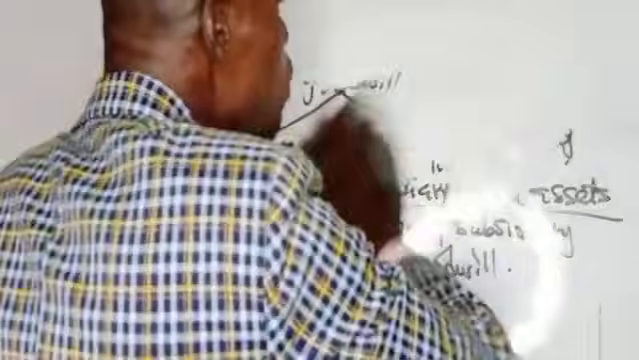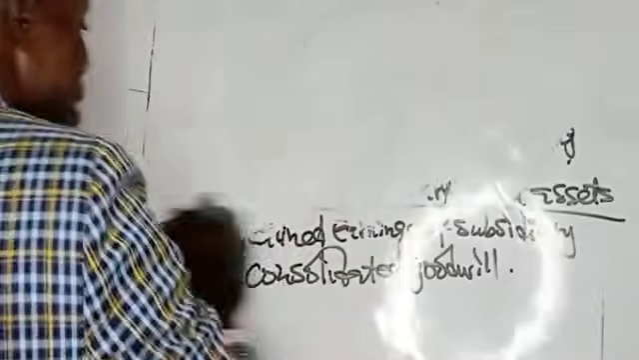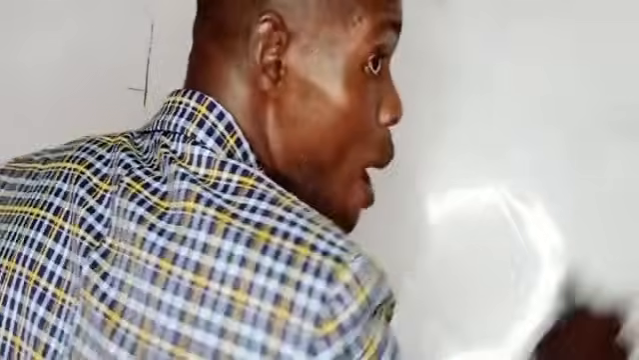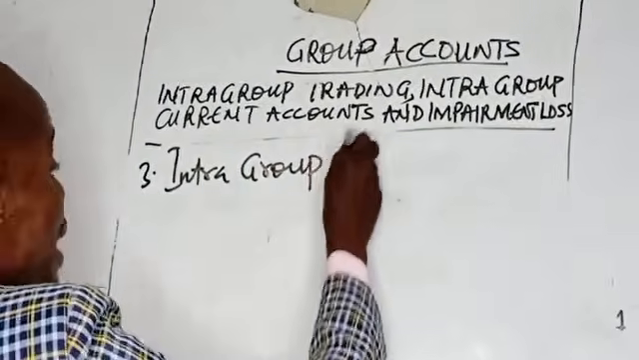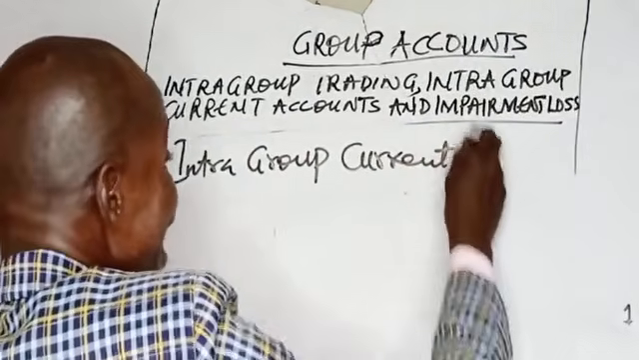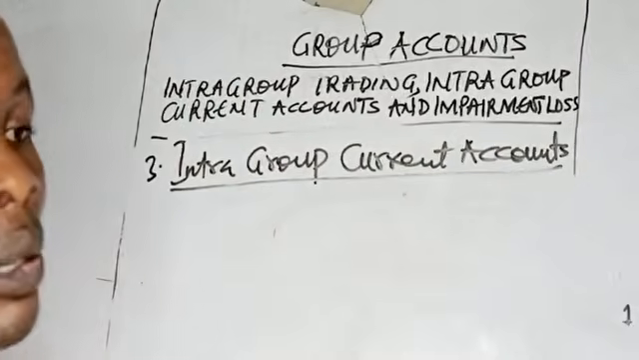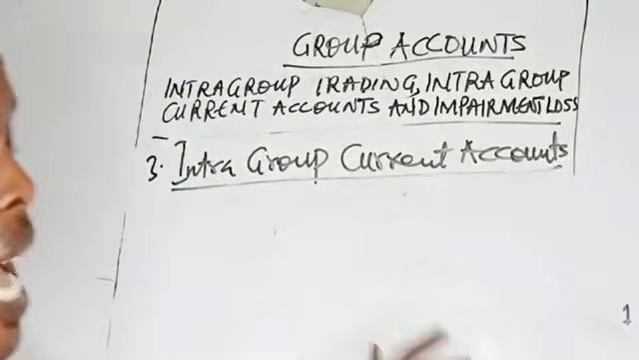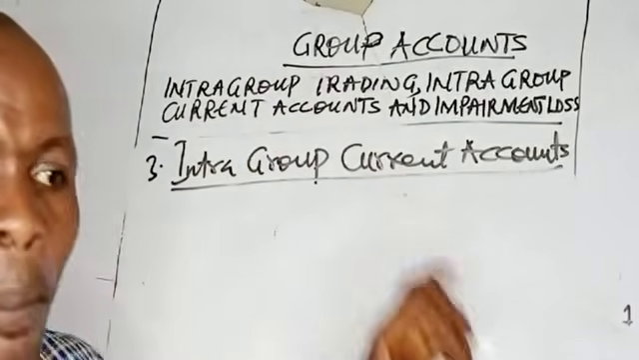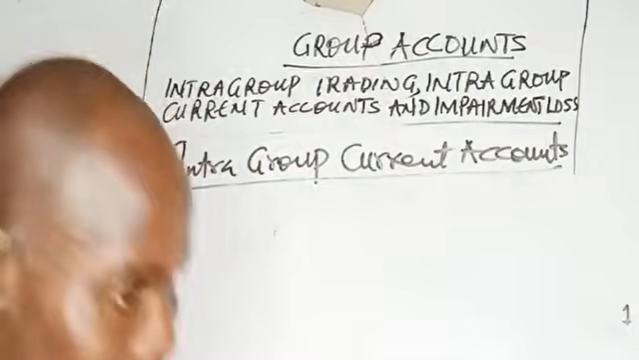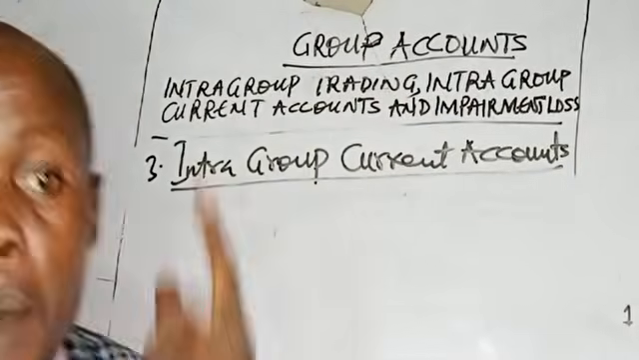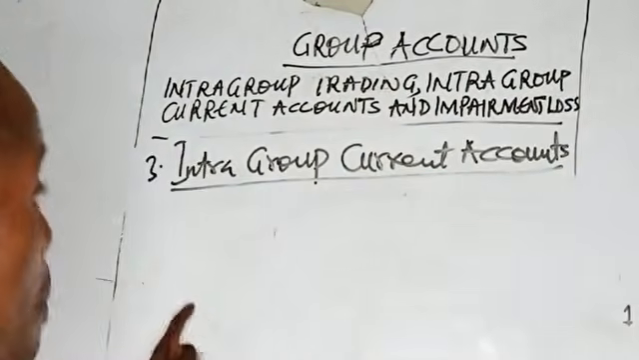The third item I'm going to examine is intragroup current accounts. That is number three. Intragroup current accounts. A current account is an account maintained by the individual company within the group to reflect the amount payable or receivable from each other.